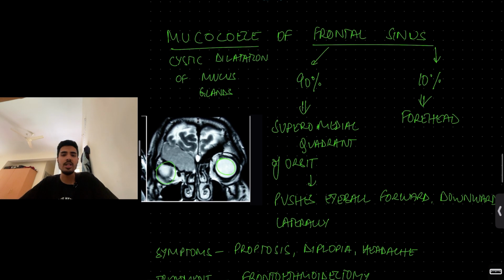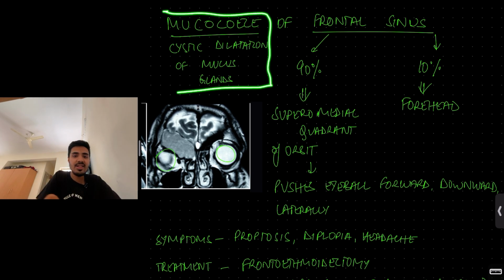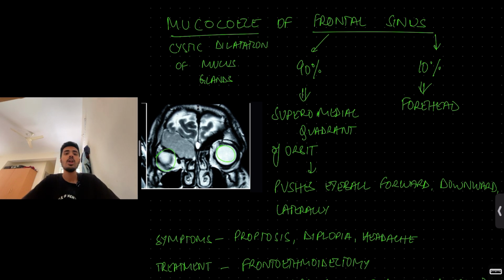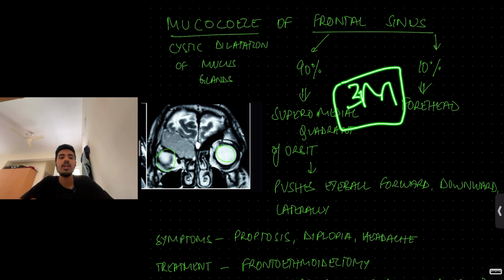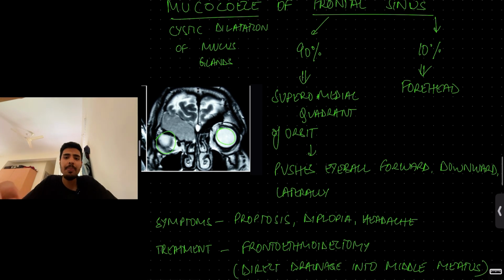Then there is something known as mucocele. What is a mucocele? Mucocele is basically the cystic dilatation of the mucous glands. Now, in Singi, there is the 3-mark question only for mucocele of frontal sinus. But just by looking at frontal sinus mucocele, you can also write the answer for other sinuses because of the orientation. So, mucocele is a cystic dilation or cystic swelling of the mucous glands of the sinus mucosa, right? In the frontal sinus, 90% of the time it is in the superomedial quadrant.